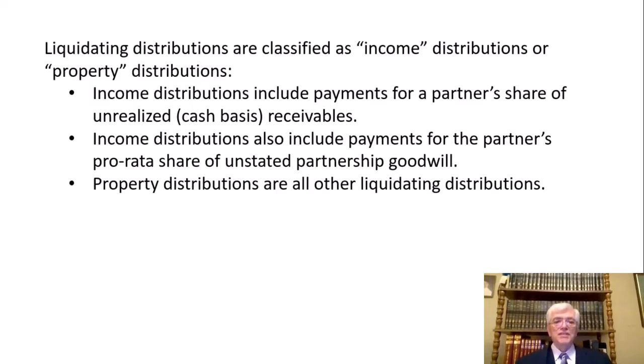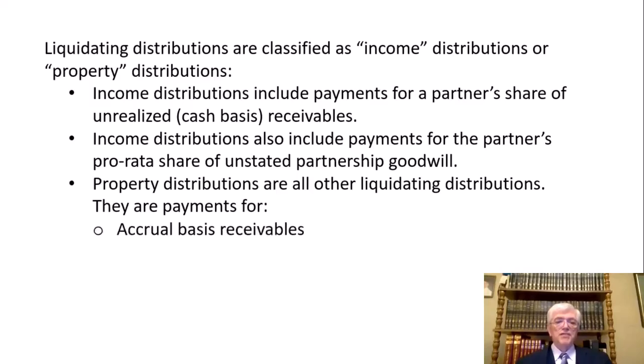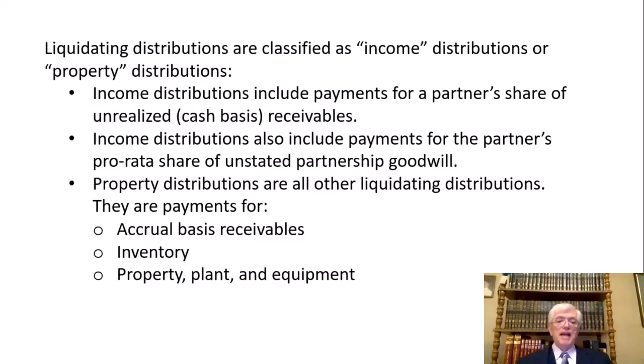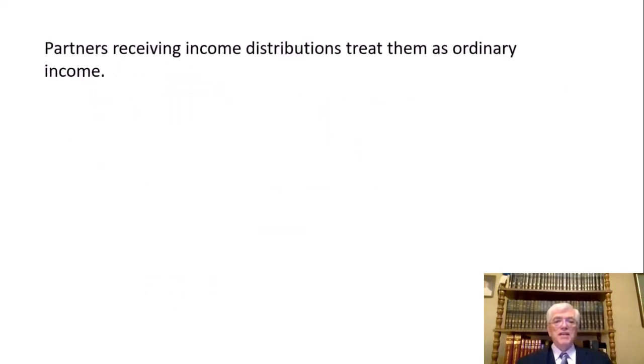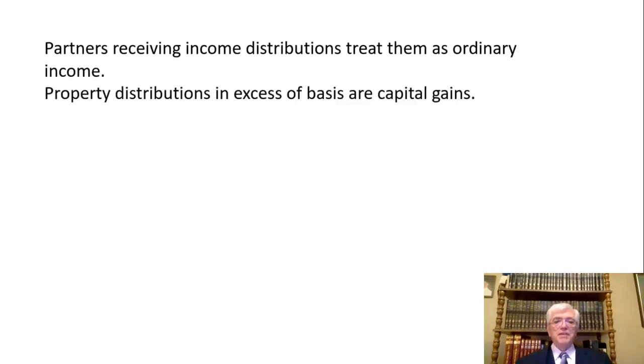For liquidations, hot assets still include those unrealized receivables, but do not include the 1245 assets. So property distributions are all other liquidating distributions. They are payment for accrual basis receivables, inventory, property, plant, and equipment, and stated goodwill. Partners receiving income distributions treat them as ordinary income. Property distributions in excess of basis are capital gains.